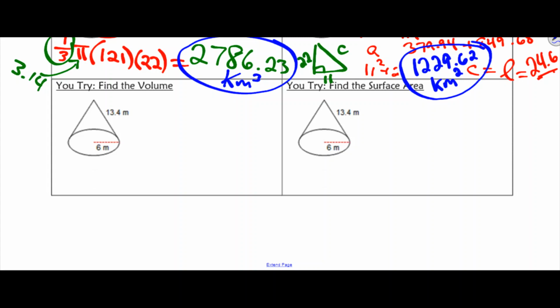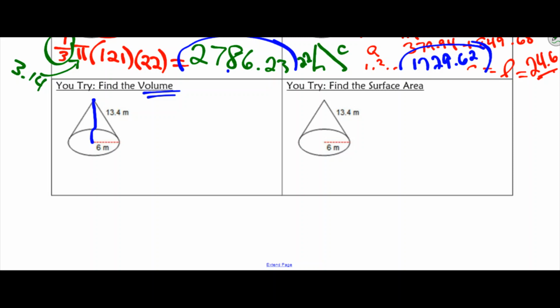All right, I'm going to have you try these two on your own, but I just want to guide you a little bit on this first one. We're trying to find the volume, which means we need the straight up and down height. We actually don't have that yet. You have to find that using that right triangle. You have 13.4 as the slant height, 6 is the base of that triangle. You have to find this. I'm going to call that B. You're going to find that using Pythagorean.